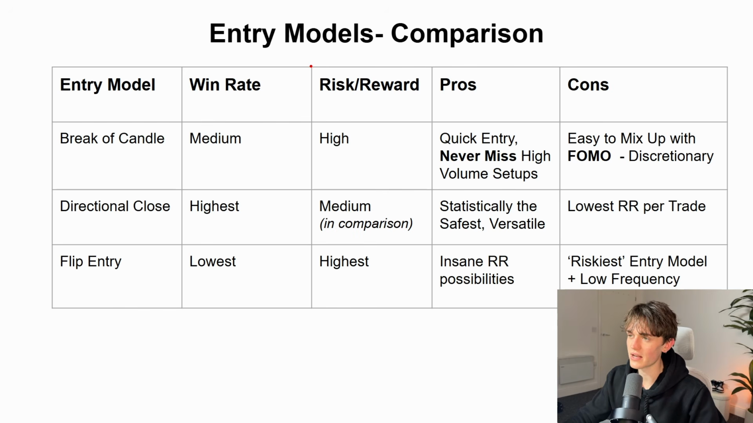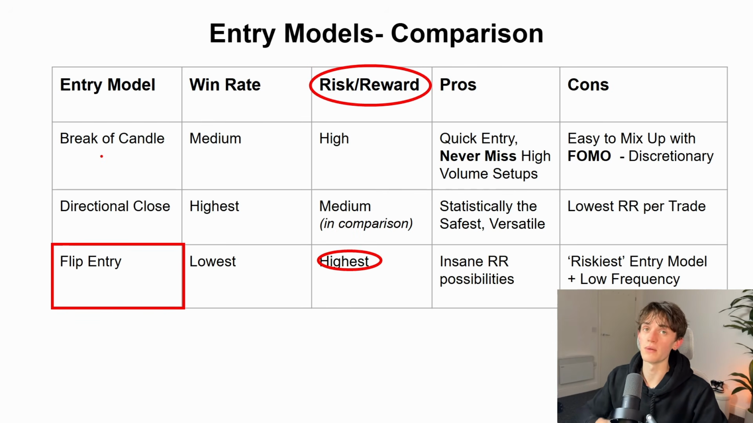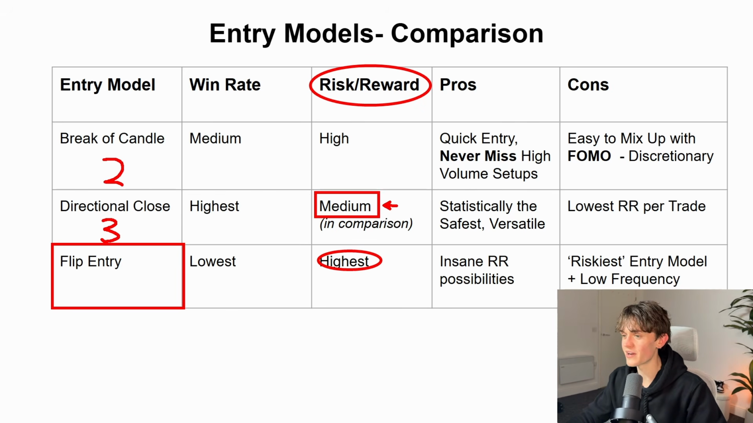Now if we were to instead look at risk to rewards, we can see that the flip entry is actually the highest, with the break of candle once again coming in second and the directional close coming in last place. Now with me saying that the directional close has medium risk to rewards, you may expect that to mean 1-to-1s or 1-to-1.5s, but that is simply not the case. Any of these entry models hit 1-to-2 to 1-to-5 risk to rewards on a very consistent basis, with some being more consistent than others.